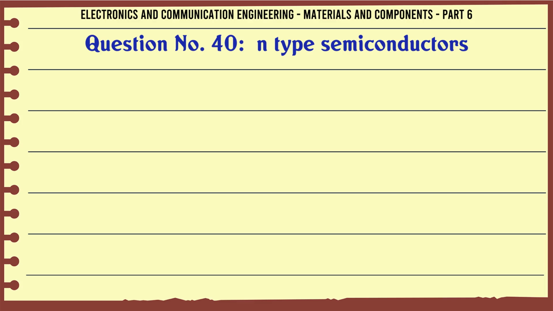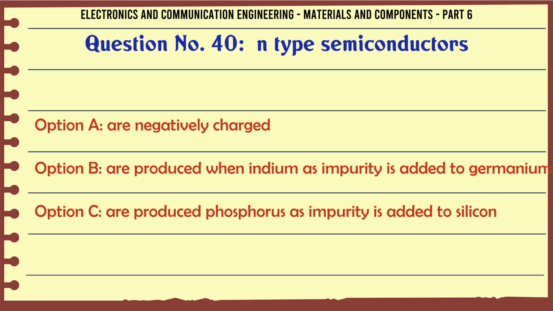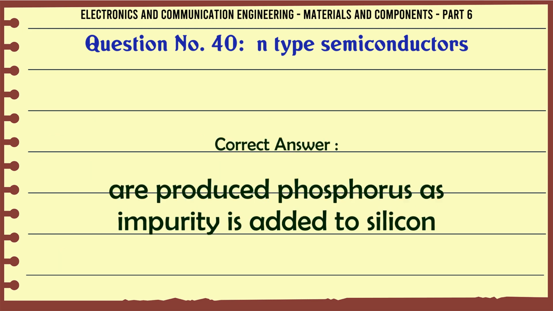N-type semiconductors: A are negatively charged, B are produced when indium as impurity is added to germanium, C are produced when phosphorus as impurity is added to silicon, D none of the above. The correct answer is are produced when phosphorus as impurity is added to silicon.